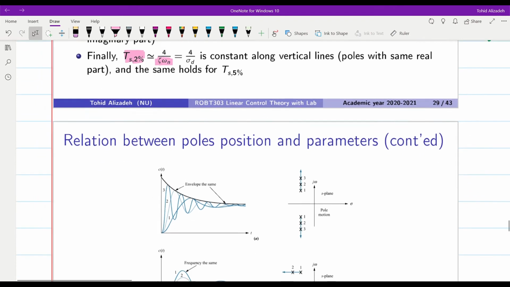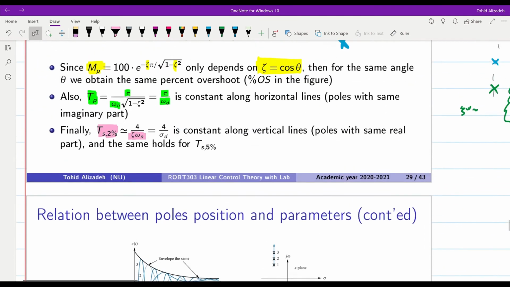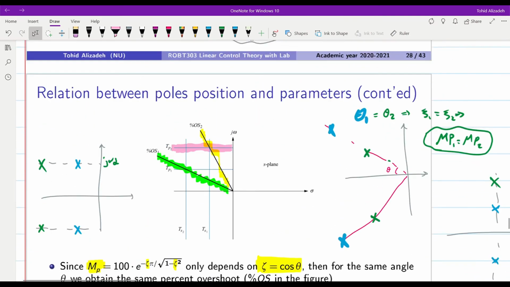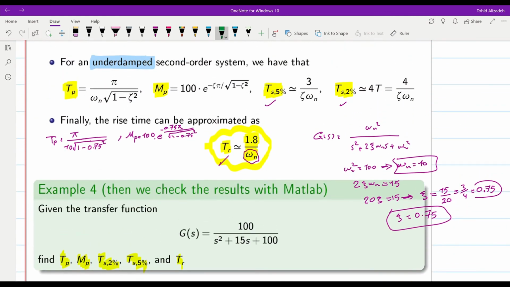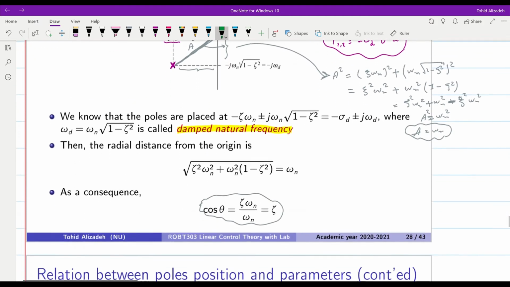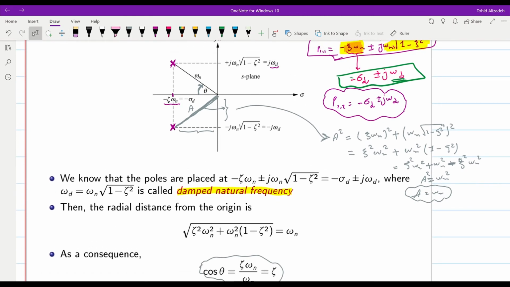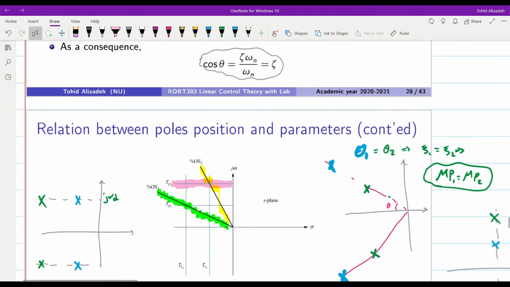And in terms of the rise time, since we know that the rise time for the system could be approximated in the form of 1.8 over omega n, therefore, if we have systems with the same value for omega n, they will have a similar value for the rise time. And we also know that omega n is the distance of the pole from the origin.